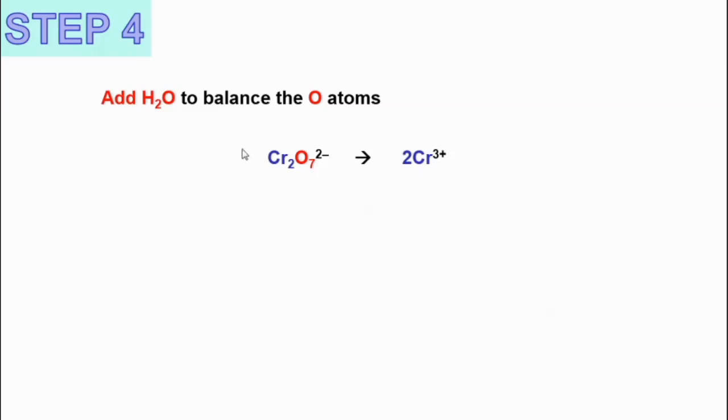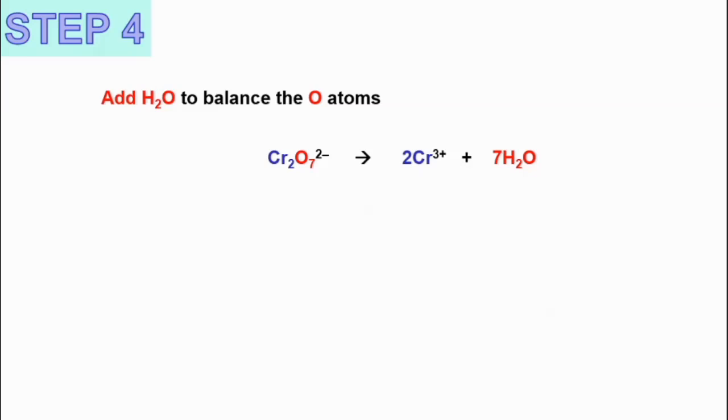Remember this half equation. If we look back at this dichromate, there are 7 moles of oxygen atoms here. But on the right side of this equation, there is no oxygen at all. So we are going to add water on this right side. The question here is, how many moles of water should be added? The number of moles of water depends on how many oxygen atoms are on the opposite side. Here there are 7 moles of oxygen, and that's why on the right side we need to add 7 moles of water.